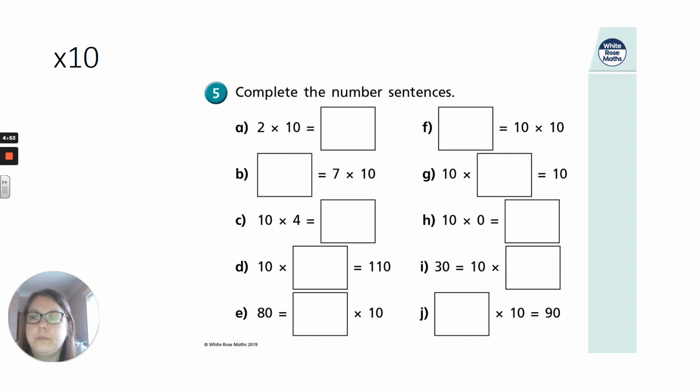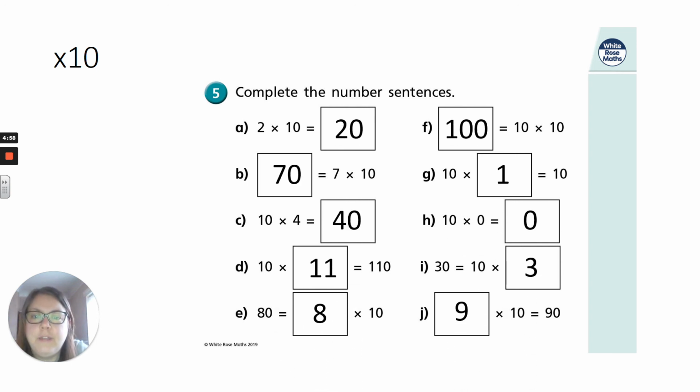Okay, here are the answers. So you can give yourself a big tick if you've got those right. So 2 times 10 is 20. 70 equals 7 times 10, because remember it's just the other way around to put the whole at the beginning. 10 times 4 is 40. 10 times 11 is 110. 80 equals 8 times 10. 100 equals 10 times 10. 10 times 1 is 10. 10 times 0 is 0, because whenever we times by 0, it's 0. 30 equals 10 times 3. And the last one, 9 times 10 equals 90.